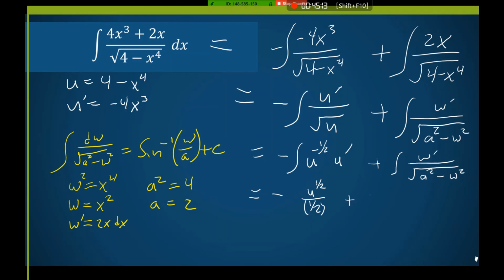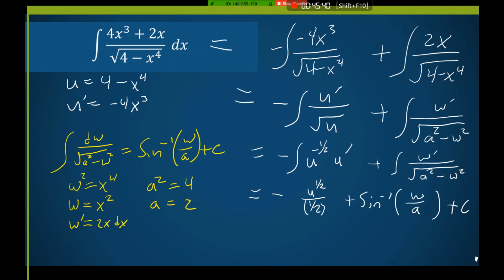Sine. Arc sine. Sorry, arc sine of W over A, plus C. Okay, I've combined my plus C's. You can do that because all of my plus C's are constants we don't know. Eventually you'll combine them, so you don't need to write plus C for all of your integrals. As long as you're adding, they're all going to end up adding together to get some constant we don't know.